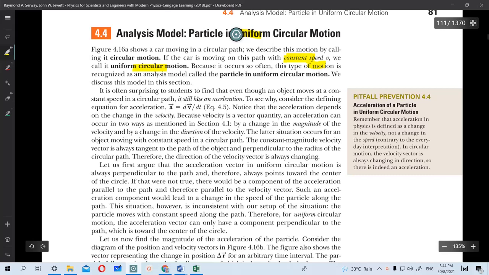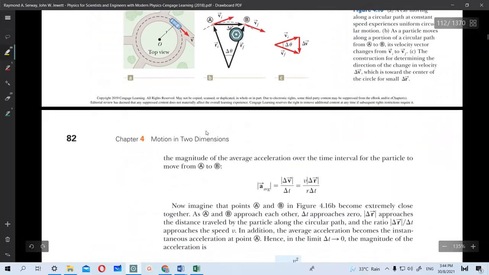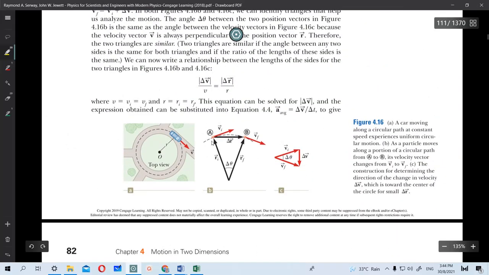Bear in mind, even though it moves at constant speed in a circular path, it still has an acceleration. Another way of looking at it is that it's changing in terms of direction. Since velocity is a vector, though the magnitude is the same, it does undergo a change in direction. For instance, as you can see there, the figure shows that at one time it's located here, tangentially moving in this direction, and then tangentially moving in this direction. So it keeps changing direction.